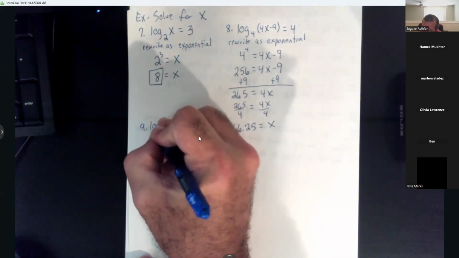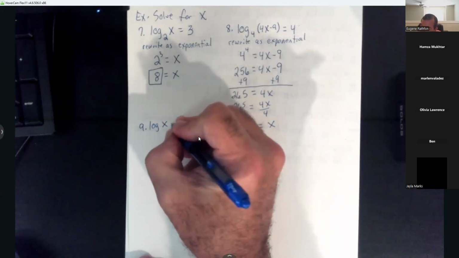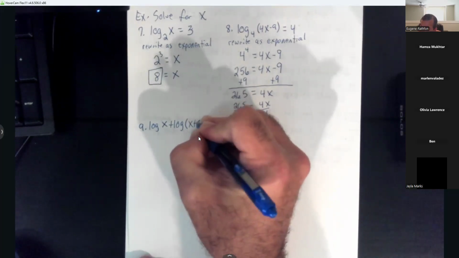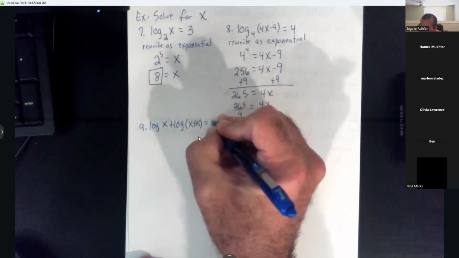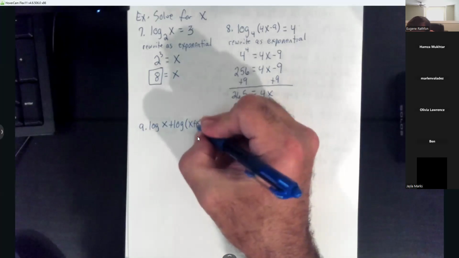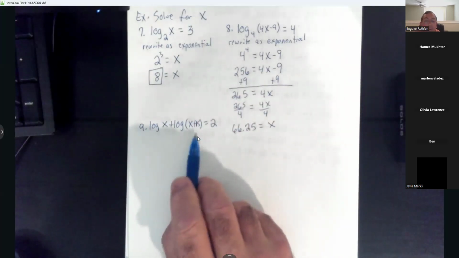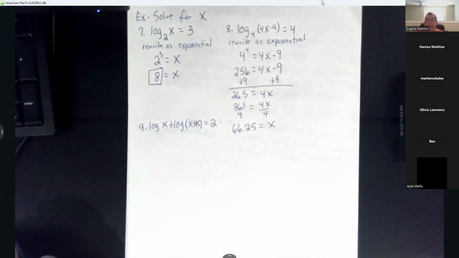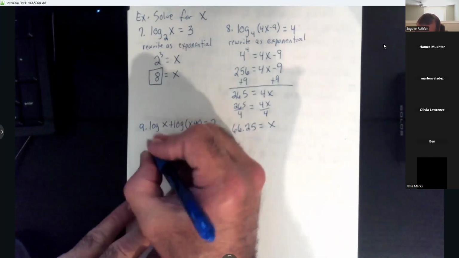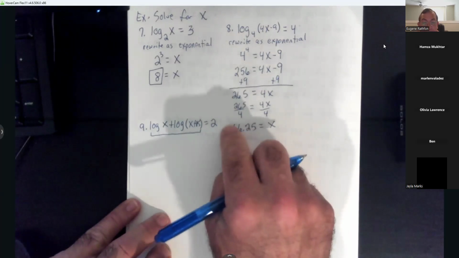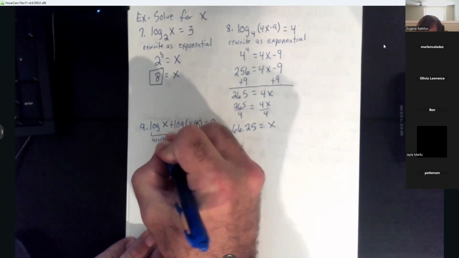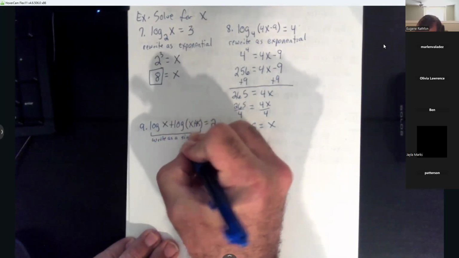I got a log x plus a log x plus 15 equals 2. So a log x plus a log of x plus 15 is going to equal 2. So y'all, this one, I got 2 logs on the left side. So my first step was combine logs on either side if needed. So right here, we're going to combine logs. We're going to write as a single log.